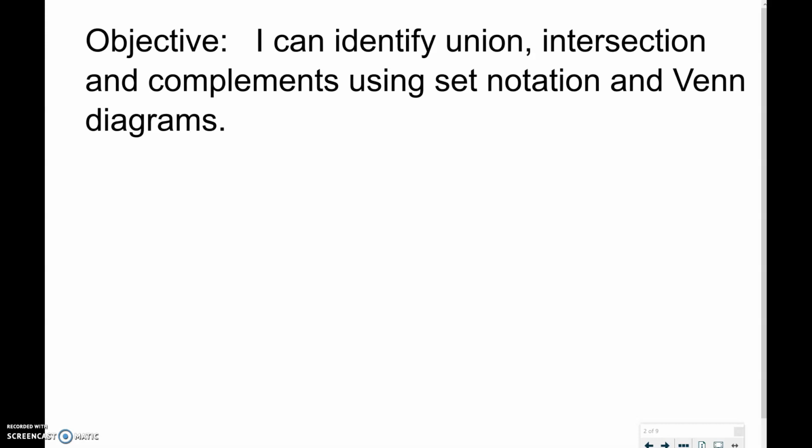All right, today this video is going to talk about section 1.1, which is Venn diagrams and some set theory. Set notation, sample spaces, Venn diagrams. So our objective is to be able to identify union, intersection, and complements using both set notation and Venn diagrams. So let's dive right in.